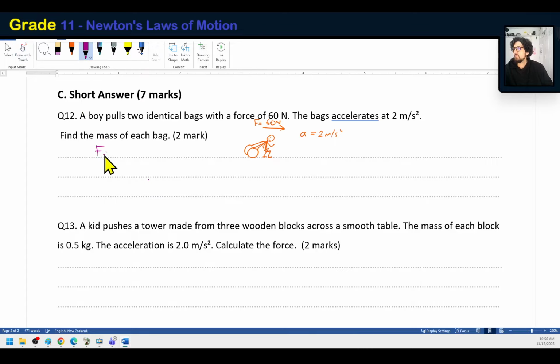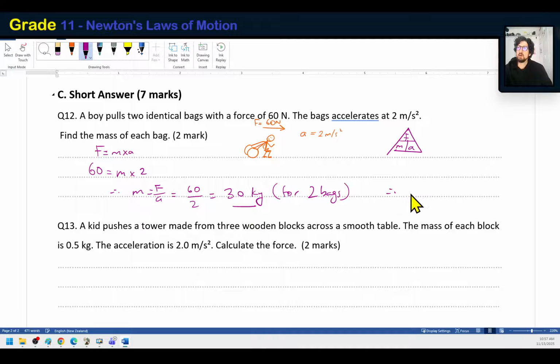We have to understand that force equals mass times acceleration. But the mass we're going to find here is going to be the total mass. So we have the force, which is 60, and we don't have the mass, but we have the acceleration, which is 2. So obviously, mass is equal to force over acceleration, which is equal to 60 over 2, which is equal to 30 kg. Now that is for two bags.